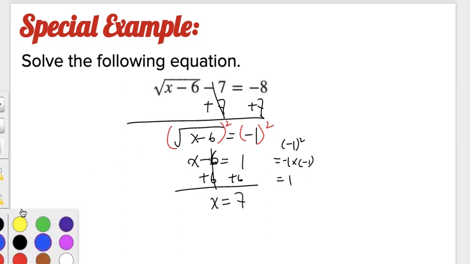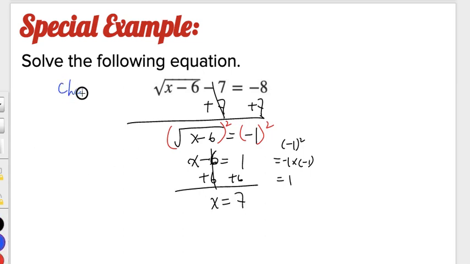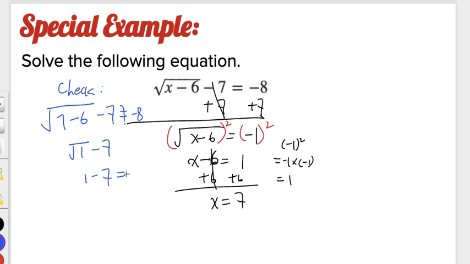So a little bit different, I'm going to check here. Like we did before, we put the solution into the equation, which is the square root of 7 minus 6, minus 7. Let's see if it's really going to be -8. 7 minus 6 is 1. The square root of 1 is 1. 1 minus 7, is that really -8? 1 minus 7 is -6, right? Apparently, -6 is not -8.